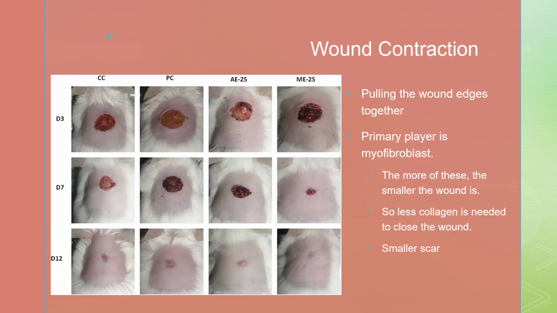Wound contraction. This is the pulling together of the wound edges during the healing process. The primary player during this process is the myofibroblasts. The more of the myofibroblasts that are available, the smaller the wound ends up being. So the less collagen is needed to close the wound, and therefore the smaller the scar.